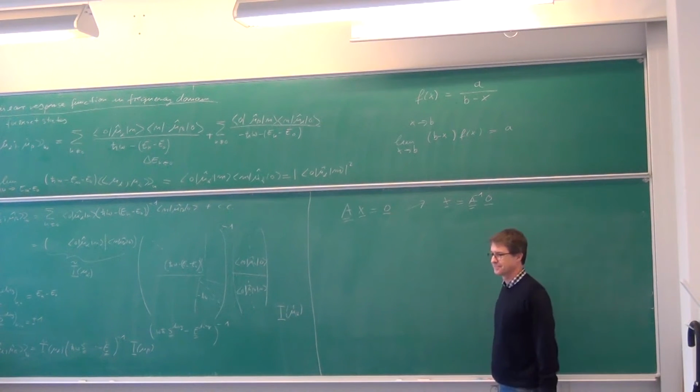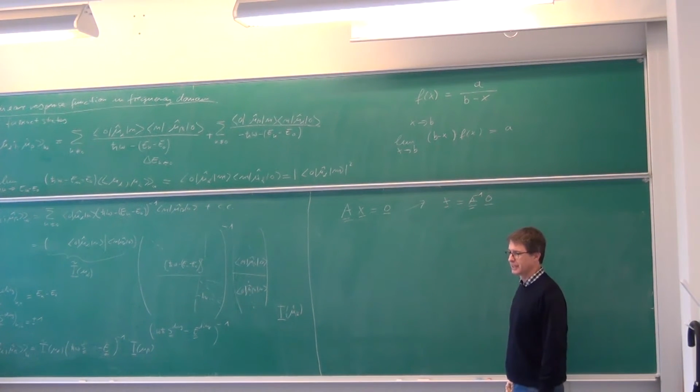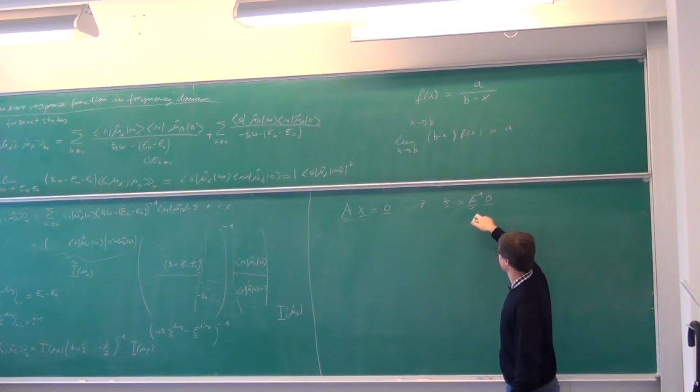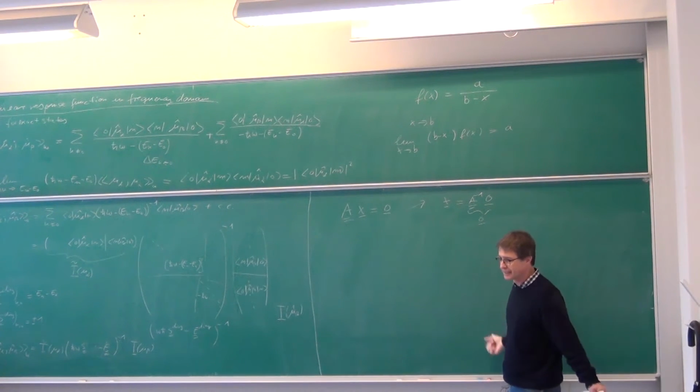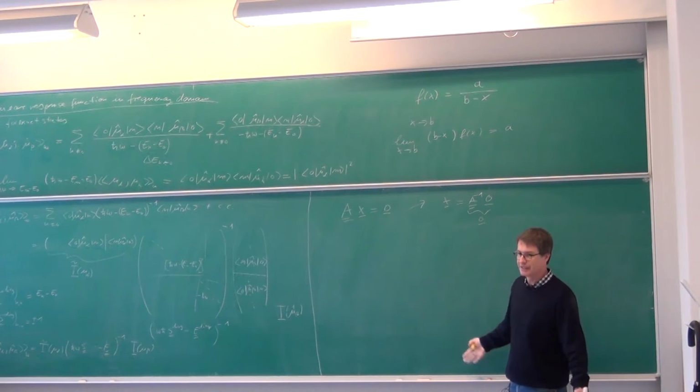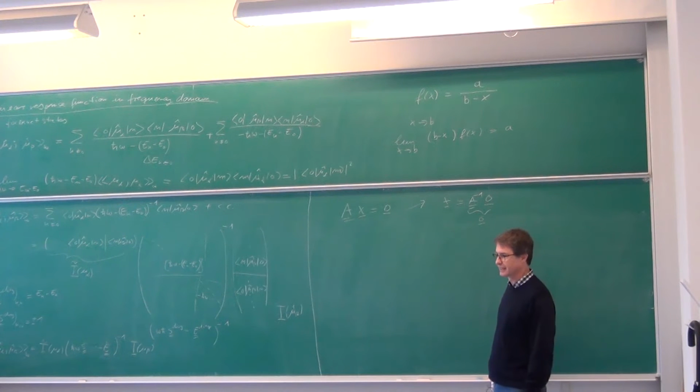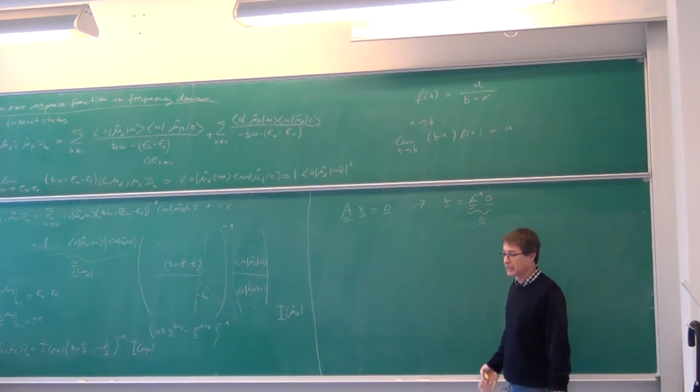this. I just multiply with the inverse of the matrix on both sides, and I get x equal to the inverse of the matrix A times the right-hand side, which is 0. But that's 0. So if I can calculate the inverse, my solution is a 0 vector. That's what is called the trivial solution to a homogeneous set of linear equations, which we are not interested in.